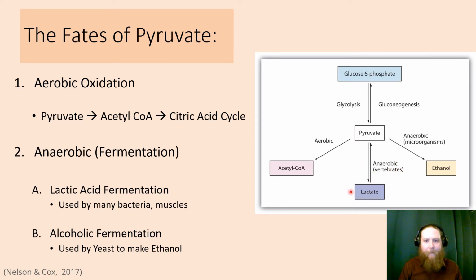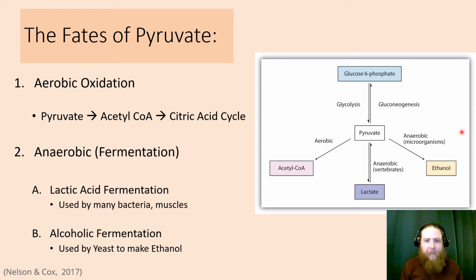It's also used by bacteria, like lactobacillus in milk. And then the second anaerobic one is used by microorganisms to produce ethanol. It is alcoholic fermentation. So this is used by yeast to make alcohol. This is why when you bake bread, it has a small amount of ethanol in it. This is also what brewer's yeast creates to make alcohol. And so these are the fates of pyruvate.